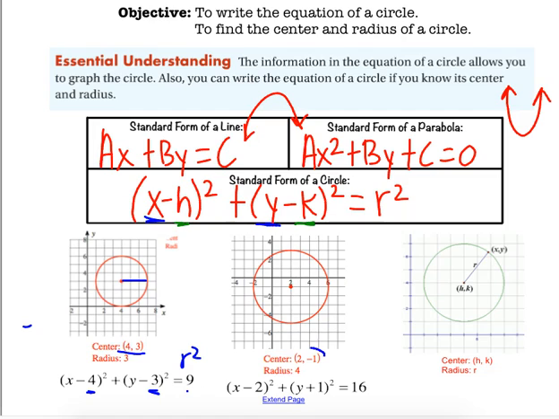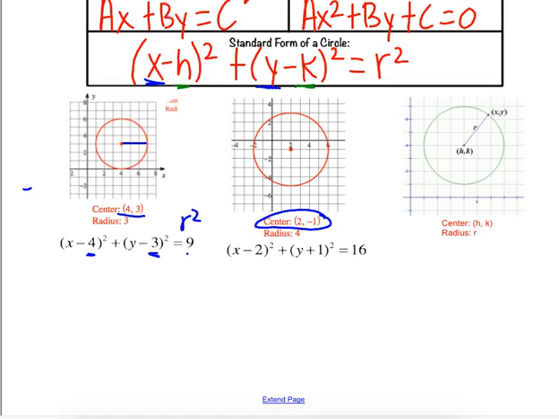Same thing here, your center is (2, negative 1). Notice you plug in negative 1, you would have y minus negative 1. How do you clean that up? Two minuses really is a positive, hence why they got that there. Your radius squared, 4 squared, is 16.